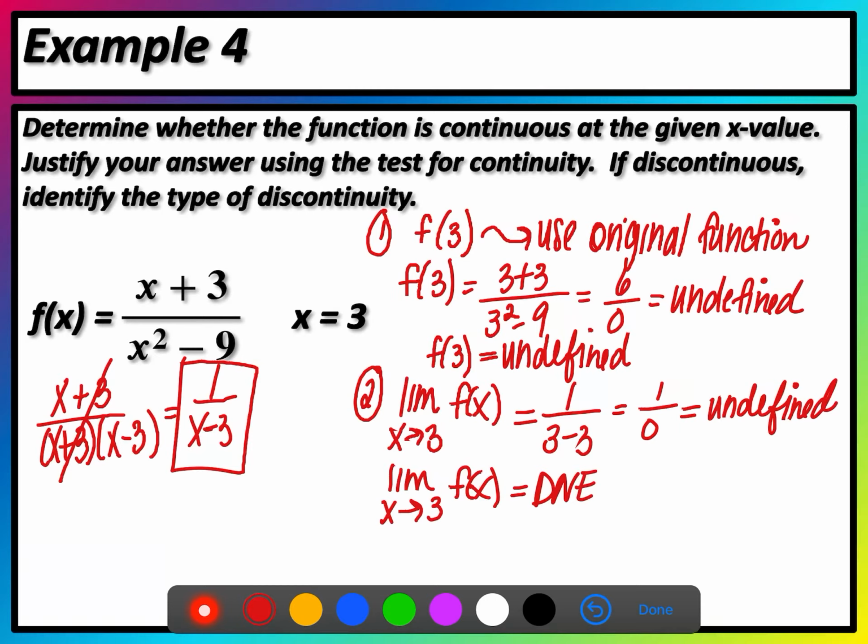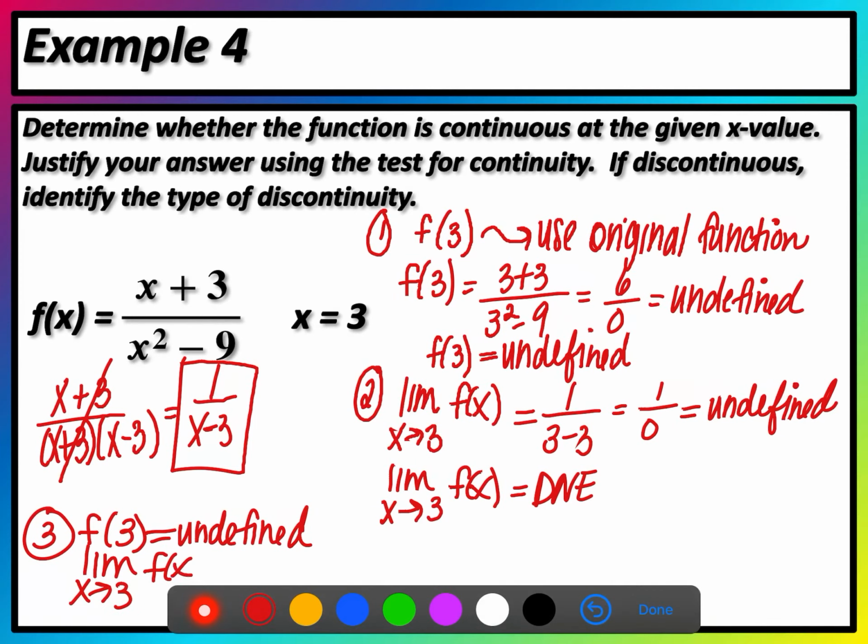Okay, so this is also, when I evaluate algebraically, I get undefined, but for a limit, that means it does not exist. Okay, so step 3, f of 3 equals undefined. And the limit does not exist. So we certainly cannot be continuous there.